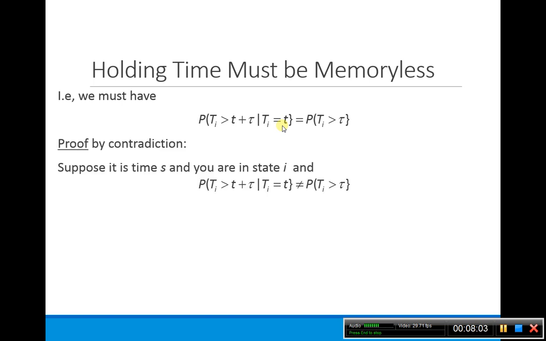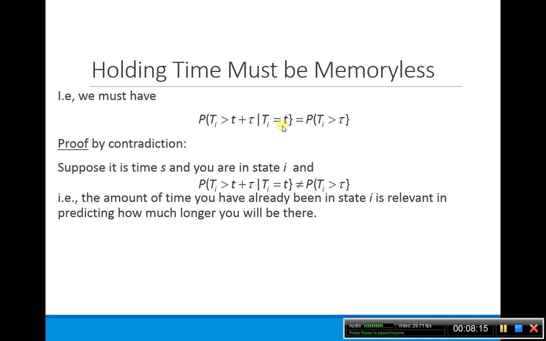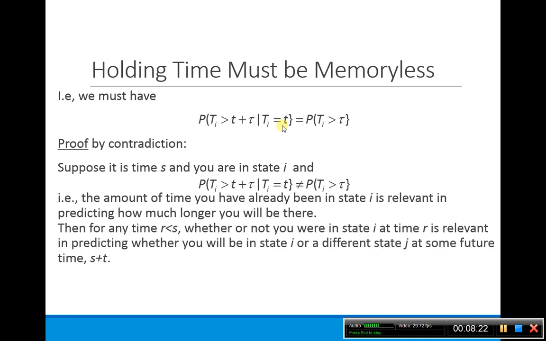Okay, so proof by contradiction. Suppose it is time s and you're in state i, and the holding time, how long you've been in there, really does make a difference. So in other words, the amount of time you've already been in state i is relevant in predicting how long you're going to stay there. What this says is that for any time r less than s, whether or not you're in state i at time r is relevant in predicting whether you're going to be in state i or a different state j at some future time s plus t.